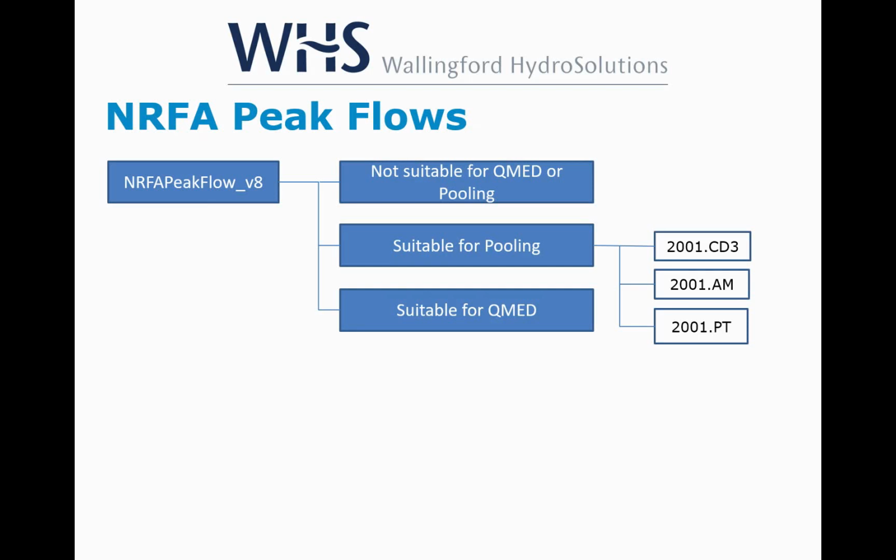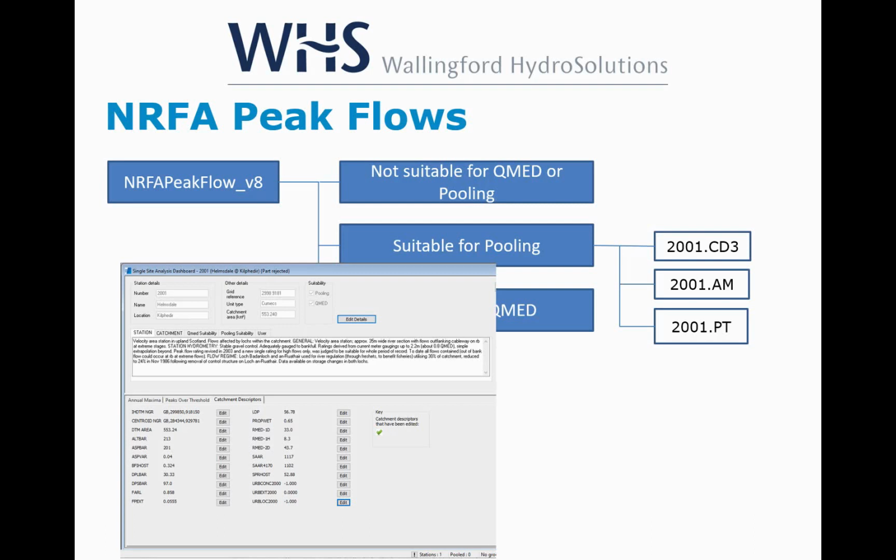When you download the NRFA peak flows dataset and unzip it, it will be in a number of different folders. Gauging stations are allocated to the correct folder depending on an assessment of their hydrometric quality, so they'll either be not suitable for QMed or pooling, suitable for pooling, or suitable for QMed, and these categorizations are used within the WinFAP methodology. For each gauging station there'll be a number of different files, but the ones that we actually need are the CD3 file, which has the catchment descriptors in, and the AM and PT files, which have the annual maxima and POT data.